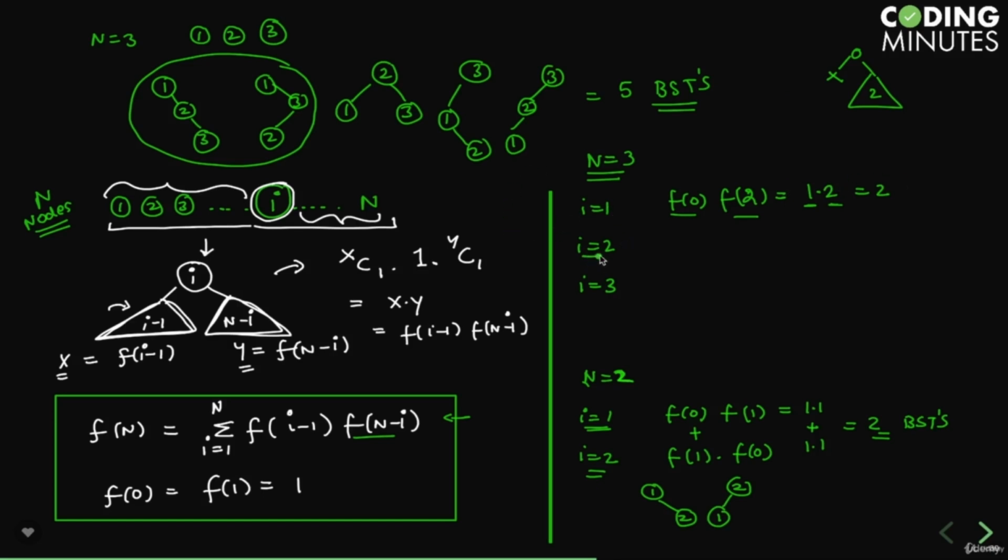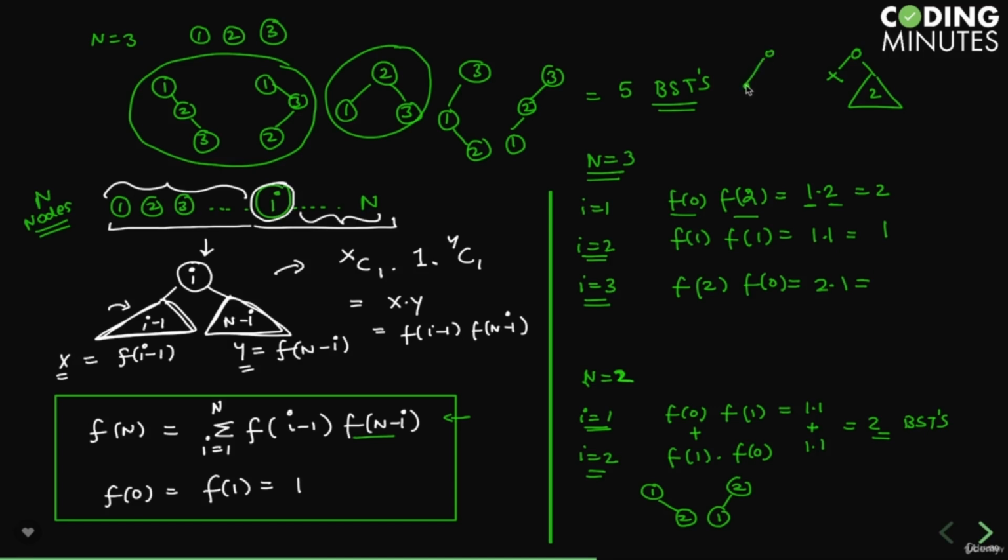That's fine. When you have I equal to 2, this becomes 2 minus 1, 1 into 3 minus 2, that is 1. So it is 1 into 1. So that means when you have 2 as a root node, there is only one BST possible, that is this one. So it becomes 1. And when I is 3, that means you are taking 3 as a root node, then it will become I minus 1, that is f of 2 into f of 0. That means f of 2 is 2 into 1. So same case as the first one, but in opposite direction.